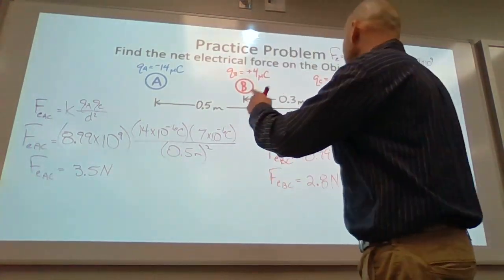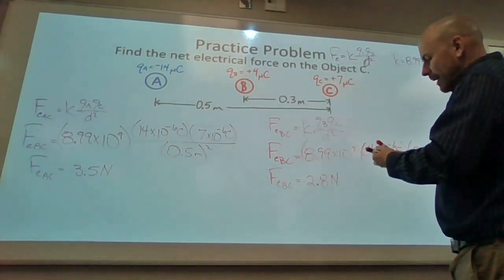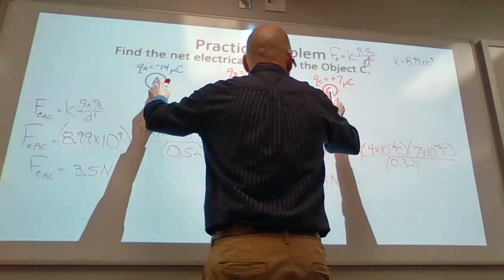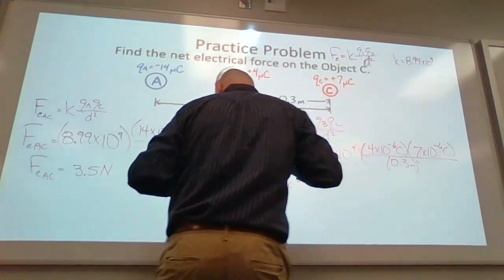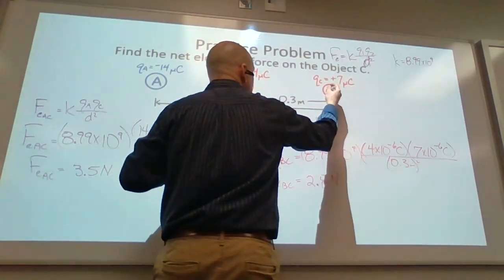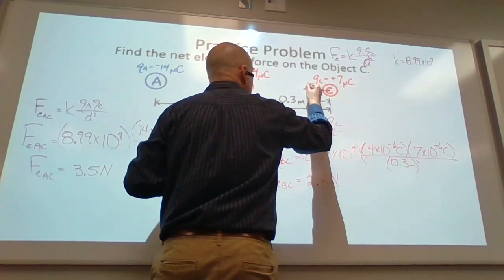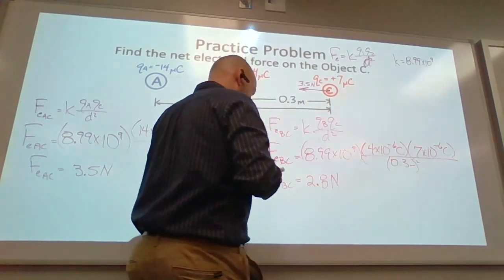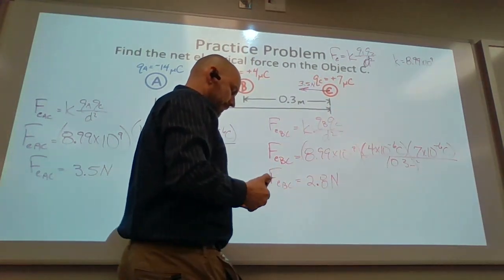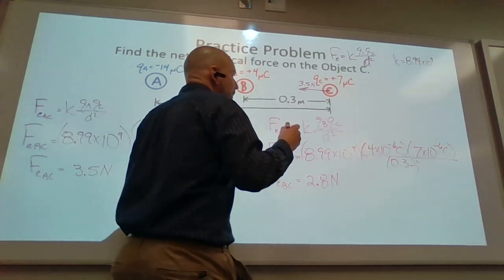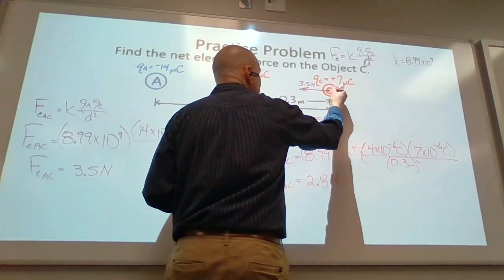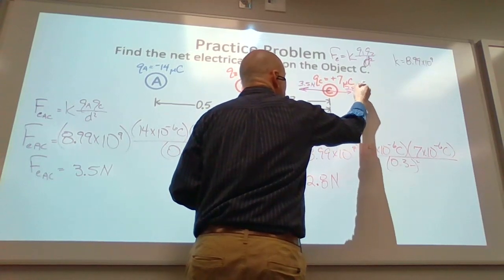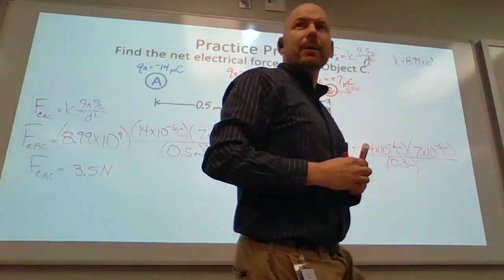Okay? Once you get these values, then look at the scenario and say, all right, between A and C, it's being what? Attracted or repelled? It's being attracted. So C is being attracted which way? To the left. Between B and C, what's going on? Repelling. Which way is C being repelled? To the right. You see how I did that?